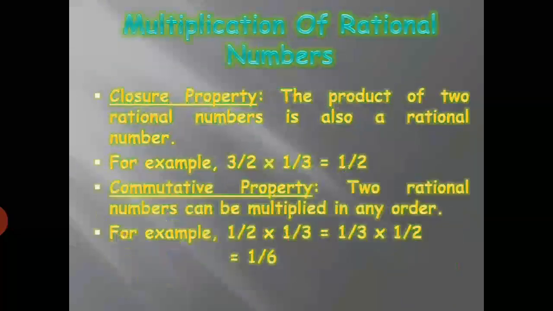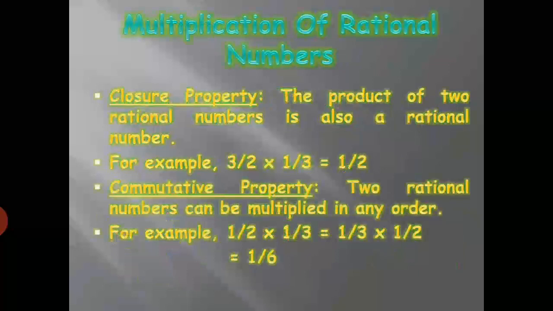Rational numbers do not hold commutative and associative property under subtraction. Next is multiplication of rational number. So first one is closure property, which says that if a and b are two rational numbers and we multiply these two rational numbers, then we get again a rational number. For example, 3 by 2 into 1 by 3 is equal to 1 by 2.